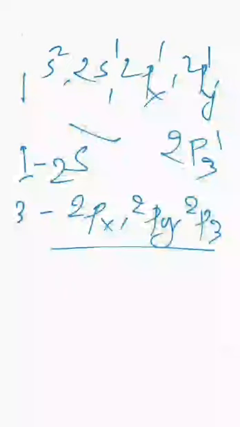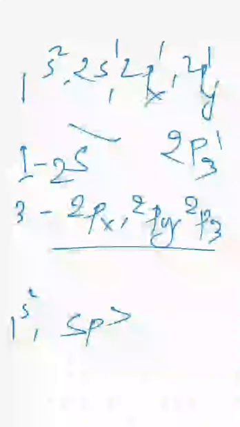So after hybridization, what happens in the carbon atom? The configuration becomes 1s2. Now because all four orbitals got hybridized, the new orbitals are known as sp3 hybrid orbitals. So it forms four new sp3 hybrid orbitals.